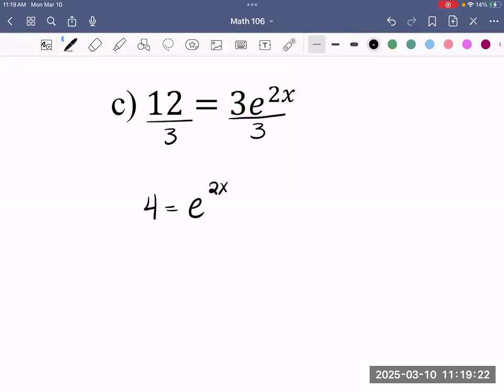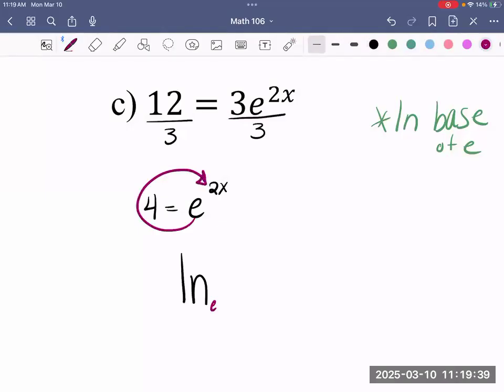Now that e is all alone, and notice that we're working with e and ln as a base of e. So if we have a base of e, we're going to write the word ln first of e. So we can swoop. Again, if you don't like the side that you're swooping to, that's okay. But this is number 1, number 2, and number 3. So ln of 4 is equal to 2x. Solve for x. Let's divide everything by 2.